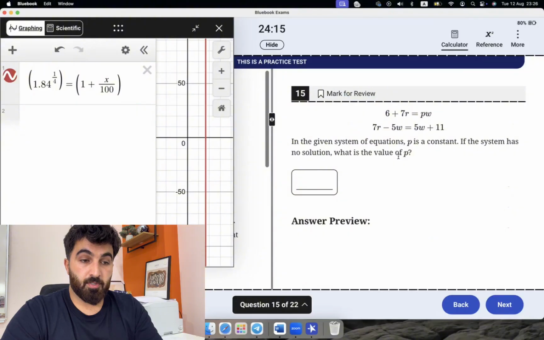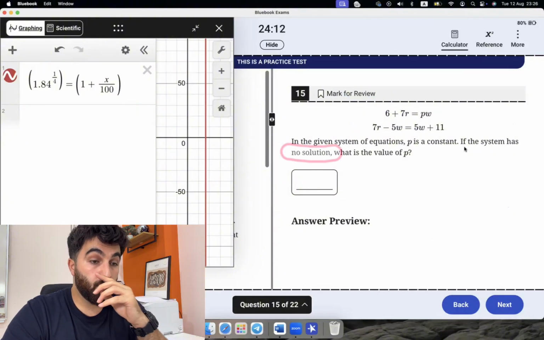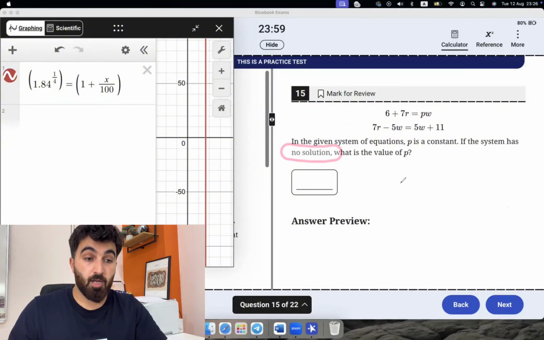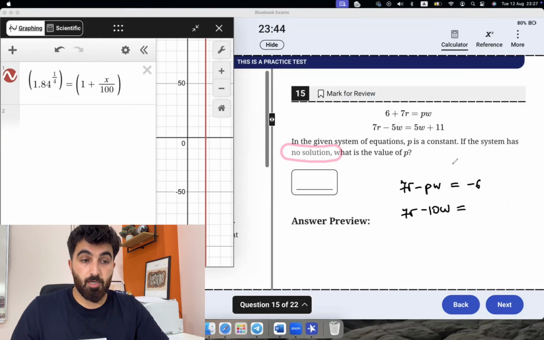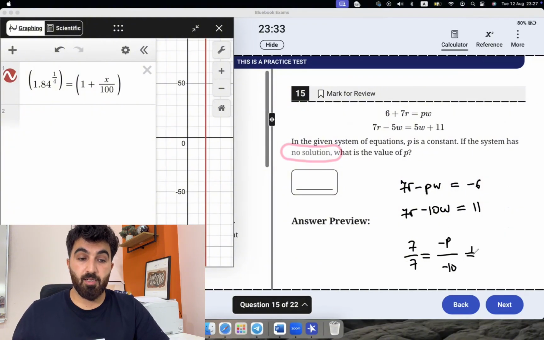Question 15, we are given a system of equations, p is a constant. If the system has no solution, what is the value of p? Let's see, 7r minus pw is equal to negative 6. And how about this one? 7r minus 10w is equal to 11. If the system has no solution, we write this: the coefficient of r, 7 divided by 7, is equal to negative p over the coefficient of w, negative 10, and is not equal to this ratio. So we are not going to write this. Negative p divided by negative 10 is 1, which means p is equal to 10.